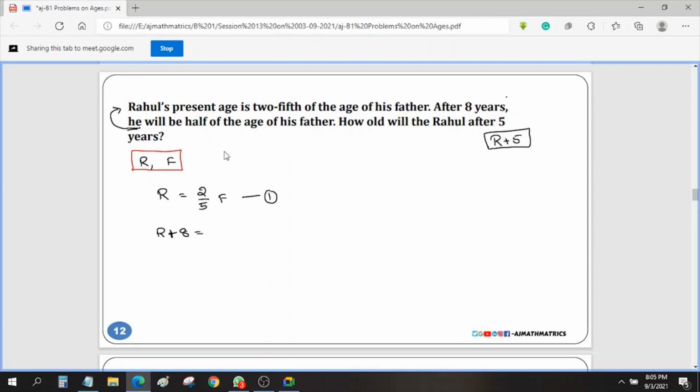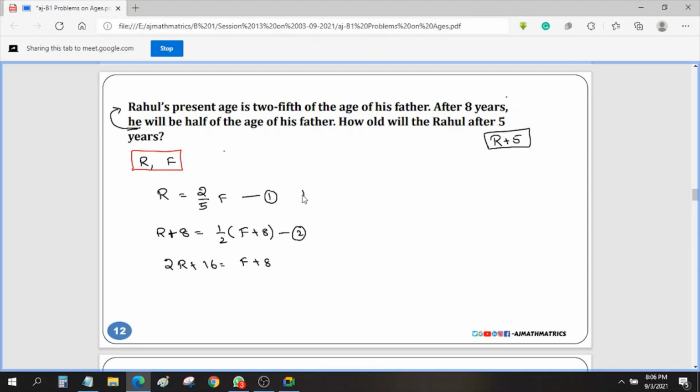That is half of the age of his father. So half of the age of his father means don't write F, because after 8 years is applicable to his father also. F plus 8. So this is the second equation we are going to write. Now I am just solving this data. 2R plus 16 equals F plus 8. So here we are going to find out Rahul's age.